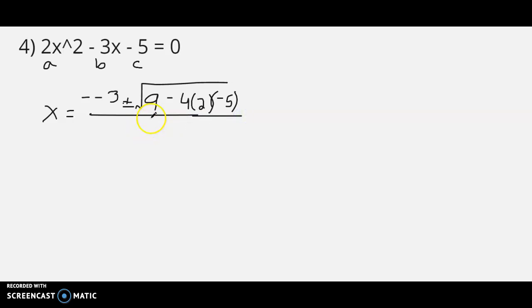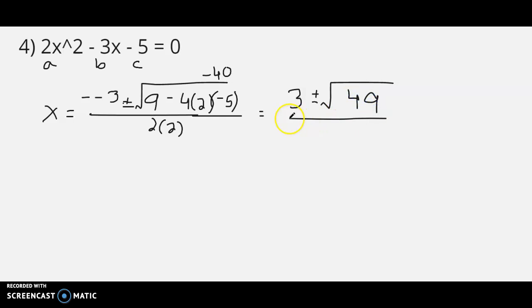The denominator is 2 times 2, and then we need to simplify. Notice again, negative negative is a positive 3, plus or minus square root. 4 times 2 is 8. 8 times negative 5 is a negative 40. 9 minus negative 40 is a positive 49. Got to remember our integers there, and that's all over 4.